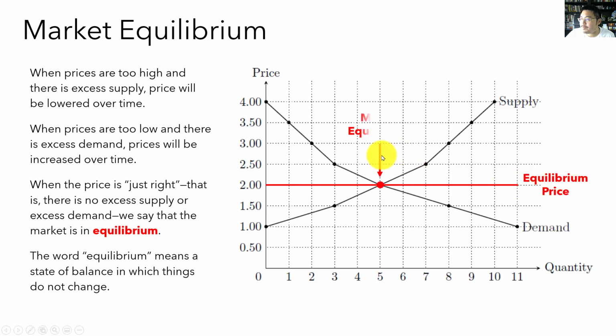And the market equilibrium itself, we say, is that point of intersection between the demand curve and the supply curve. And then the quantity which is going to be traded in equilibrium is right here, 5, and we call that the equilibrium quantity. Okay? So to recap, a market equilibrium is when the quantity supplied equals the quantity demanded, and the price at which that happens we call the equilibrium price, and the quantity that gets traded at that equilibrium price we call the equilibrium quantity.